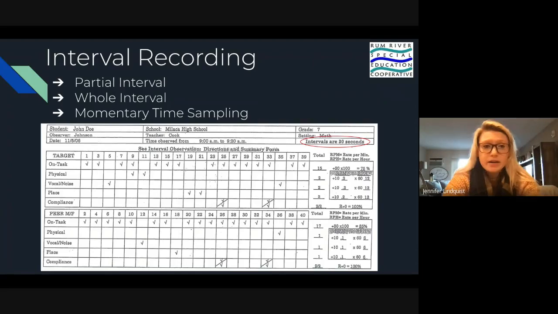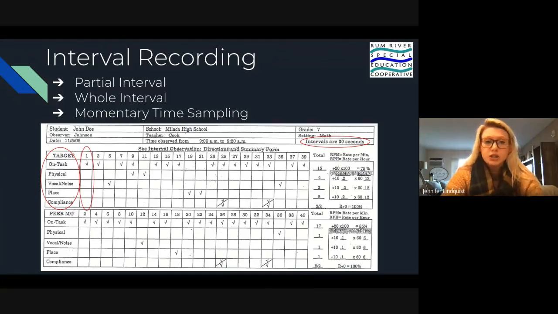The first step in any of these samples or any of these collection methods is to pick how long you want that interval to be for. This one is going to be 30 seconds, but I've also seen them be a minute or 10 minutes, however long you guys decide. The next is to choose the target behavior, on task, physical aggression, vocal noise, whatever is needed for this student.